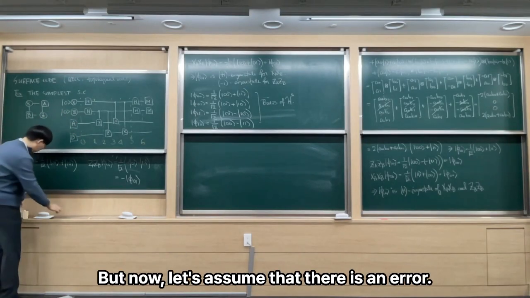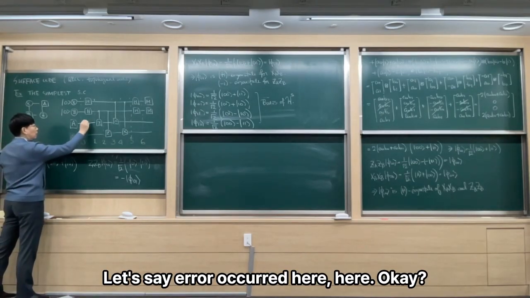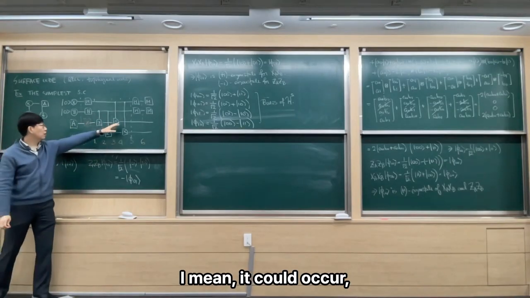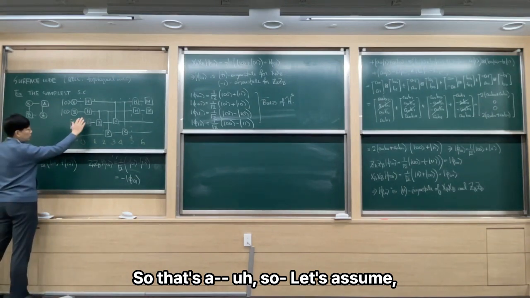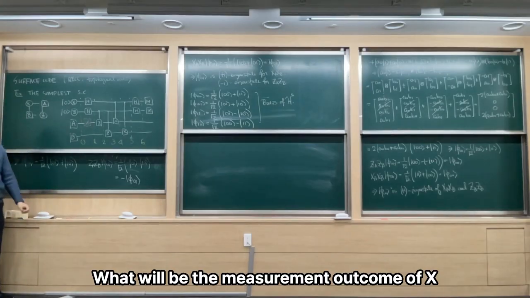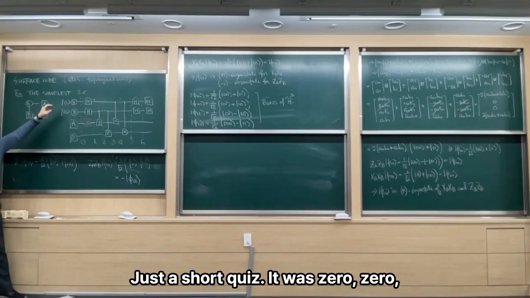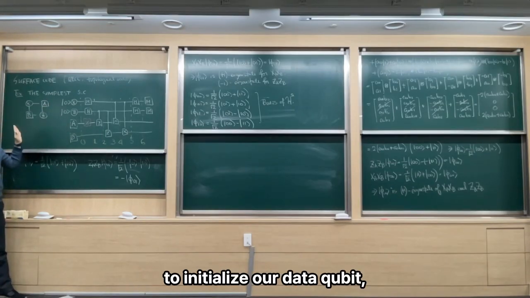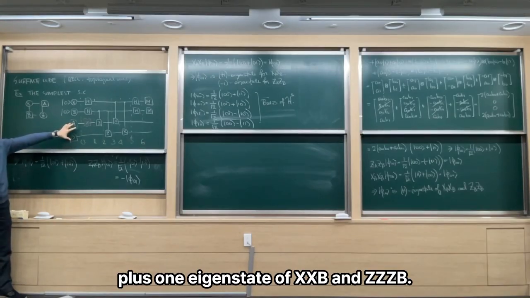But now let's assume that there is an error. Let's say the error occurred here. It could occur somewhere else, I mean, it could occur here or there or whatever. So let's assume it occurred here. What will be the measurement outcome of X stabilizer and Z stabilizer? Just a short quiz. It was 0, 0, and this is after we ran the circuit once in the beginning to initialize our data qubit, and it is initialized as +1 eigenstate of XAXB and ZAZB.